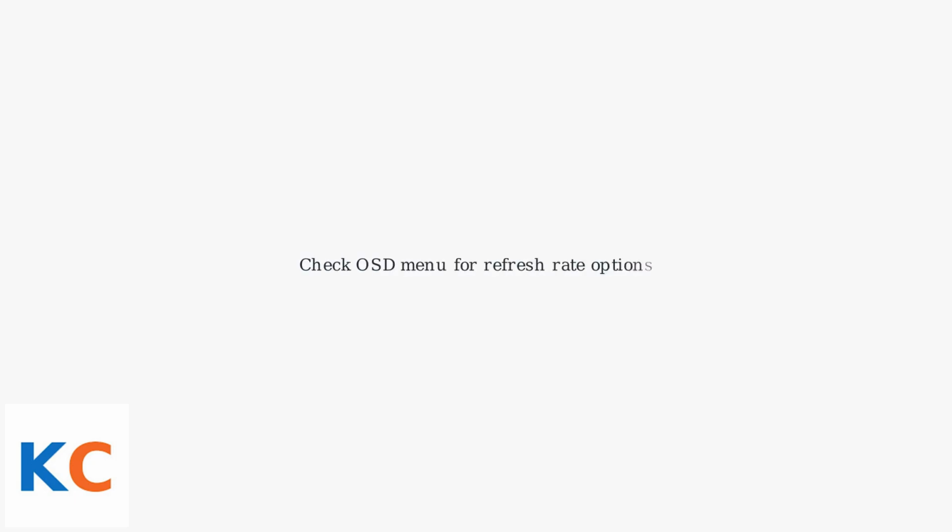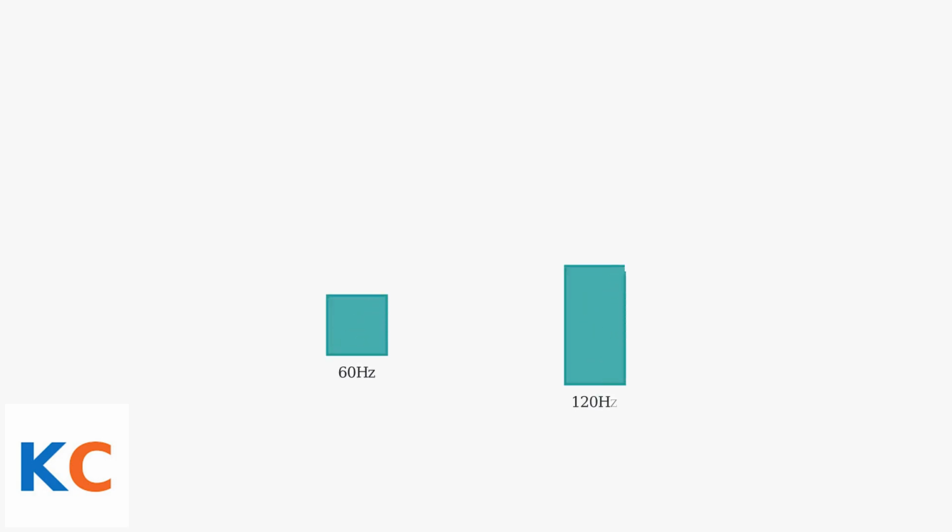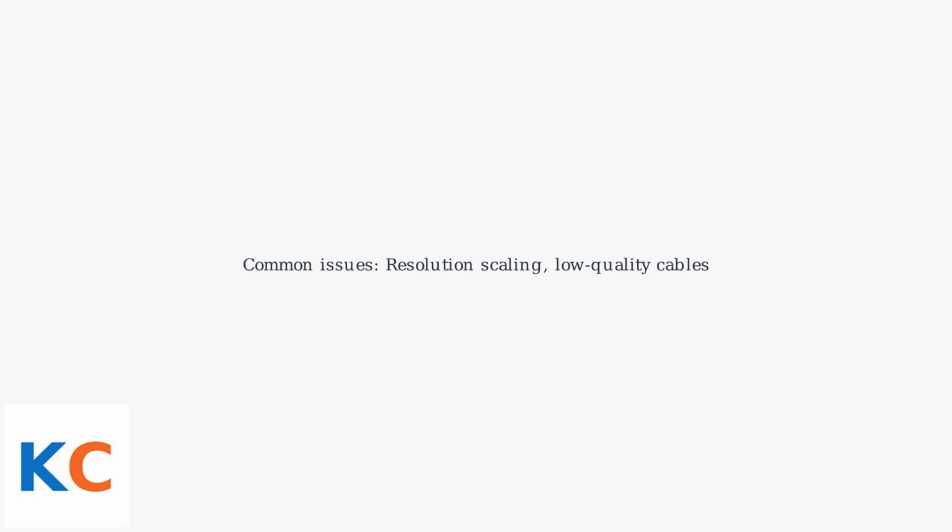The monitor's on-screen display settings might not be set to the maximum refresh rate. Also, your Windows display settings and drivers need to be properly configured to enable the higher refresh rate. Ensure your cable, source device, and software settings all support the desired refresh rate. If one component fails, the system defaults to 60 Hz for stability. Common issues include resolution scaling problems and low-quality HDMI cables.